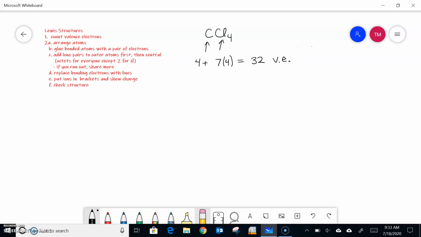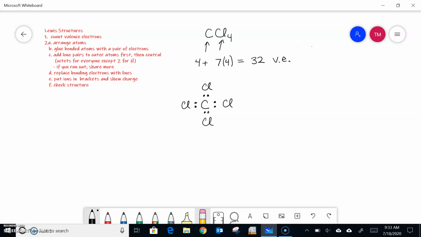All right, so how are we going to arrange these atoms? This time we have 5 atoms. Remember, one of our rules that we talked about is that the first atom usually goes in the center of the molecule. So that's going to be carbon. And then we put the chlorines all bonded, not to each other, but to the carbon that's in the middle. So we're going to connect the chlorines to the carbon. All right, so now we need to glue them on. So we're going to add our pairs of electrons to glue each chlorine to the carbon.